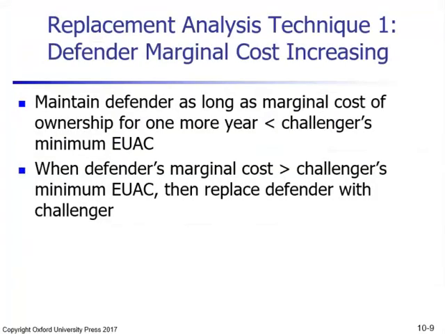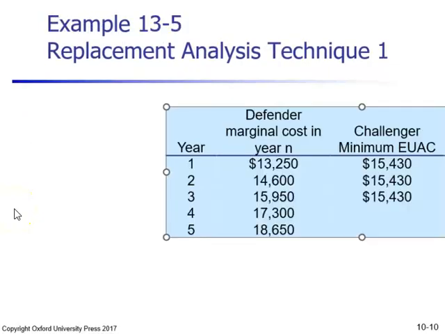A quick refresher on technique 1. If the marginal cost of the defender is smaller than the challenger's UAC, keep it. Otherwise, replace it. Now, with this refresher, let's do an example. Based on the data that you see in front of you, specify if a replacement should happen, and if yes, when.